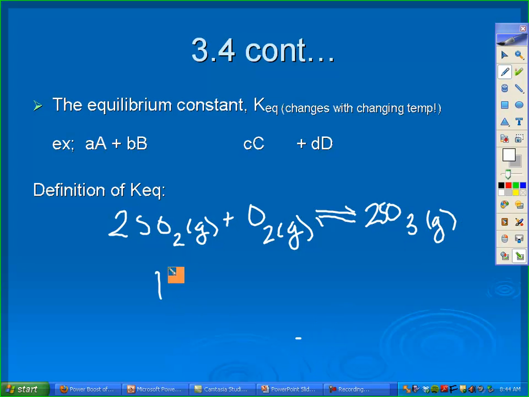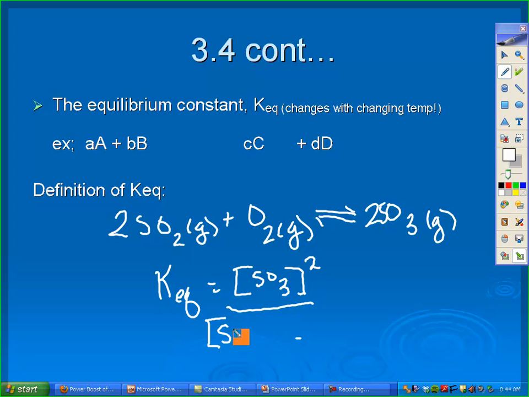So our KEQ expression for this reaction, if we're going to say these have established an equilibrium, would be our product, SO3, and that would be raised to the second power since the coefficient is 2. And we would divide that by the concentration of SO2, and that would also be squared to the second power, and O2, which has a coefficient of 1, so it would be raised to the first power. And this would be my equilibrium expression, or my mass action expression, for this particular reaction.